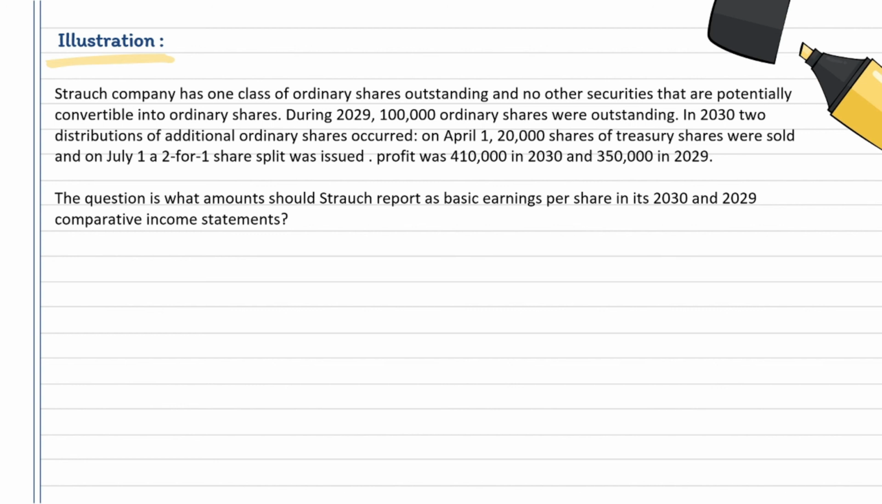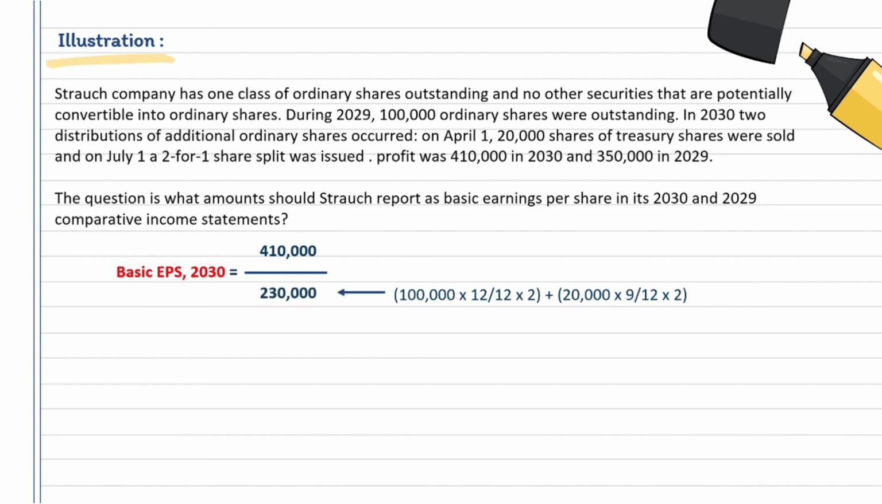So let's compute first the basic EPS for the year 2030. Our profit for 2030 is 410,000. For the denominator, on January 1, we have 100,000 times 12 over 12 times 2 because of the share split, which is equal to 200,000. And on April 1, we sold 20,000 treasury shares, times 9 over 12 times 2, equals 30k. So 200k plus 30k equals 230k shares, and that will be our denominator. So 410k divided by 230,000 shares equals 1.78.